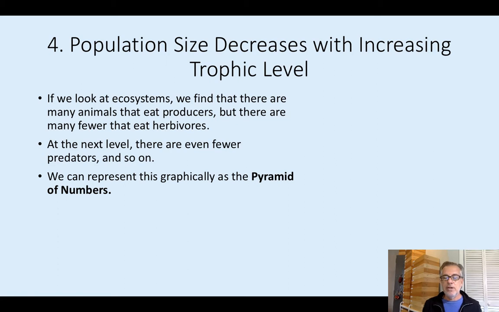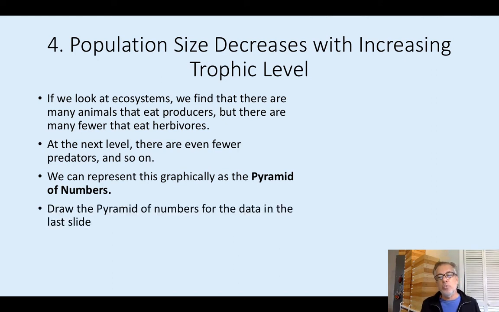And now what I would like you to do is build the pyramid of numbers from the data you just gathered from that last table. Here's what you're going to do. For the total number of producers, draw a rectangle whose area is proportional to the total number of producers. Then for the herbivores, draw a rectangle that sits on top of the producers, where the area is proportional to the total number of herbivores. And then on top of that is going to sit a rectangle that is proportional to the total number of first predators, and the same thing for the second predators.